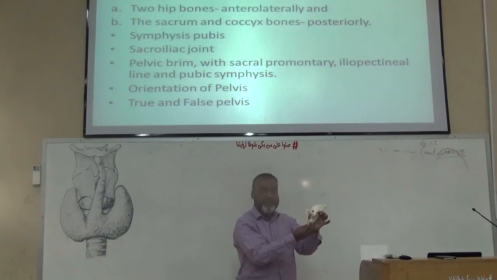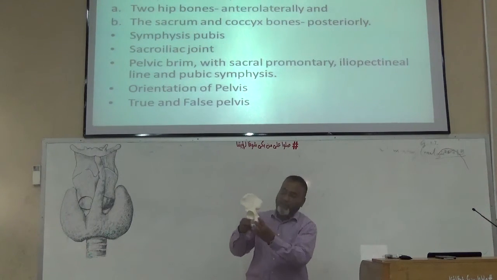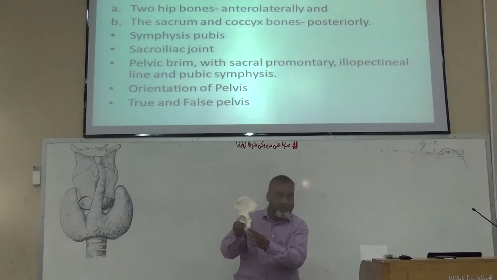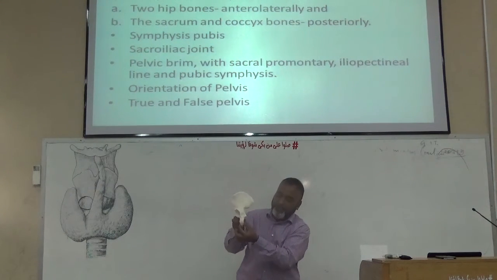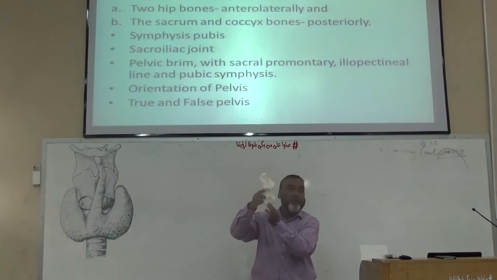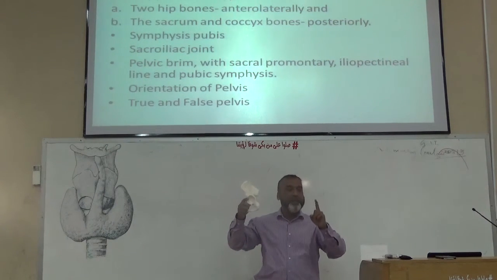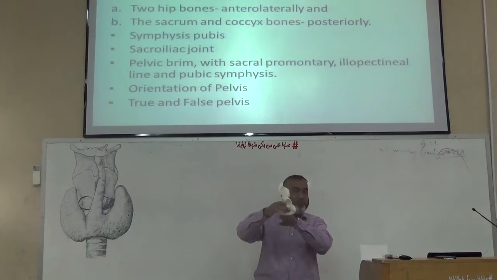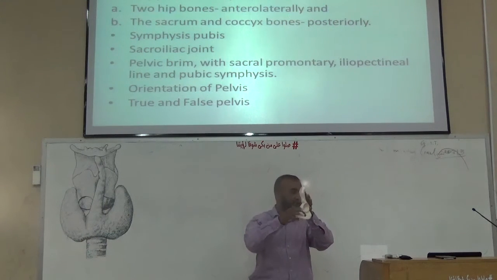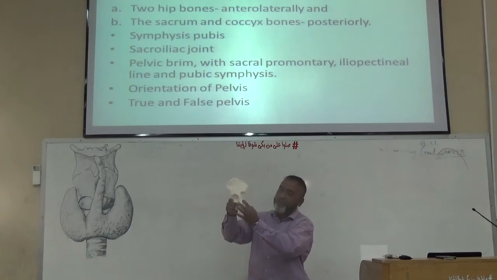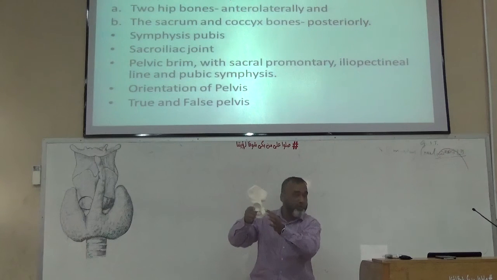This is the ischium bone. Okay? And this rough area is named as ischial tuberosity. If we proceed anteriorly, this is the ramus of the ischium. Ischium has only one ramus, while the pubis has two rami, superior and inferior. Now this is the ischial tuberosity.